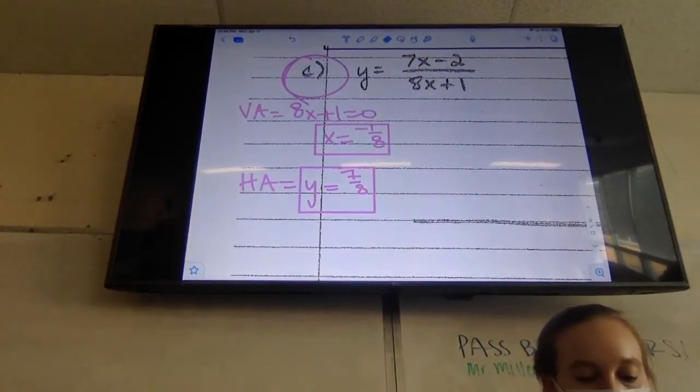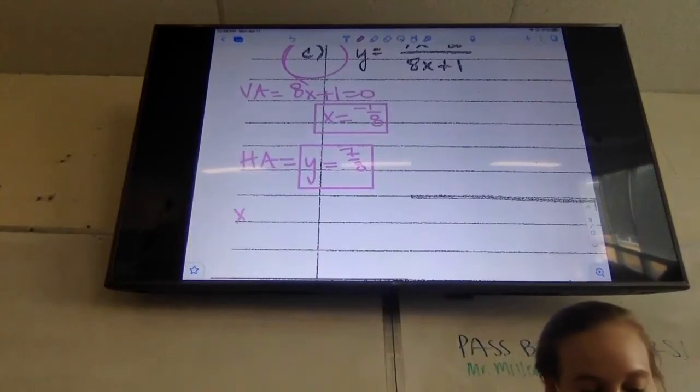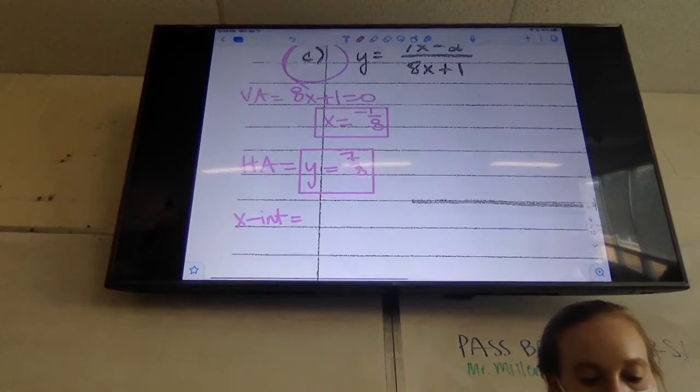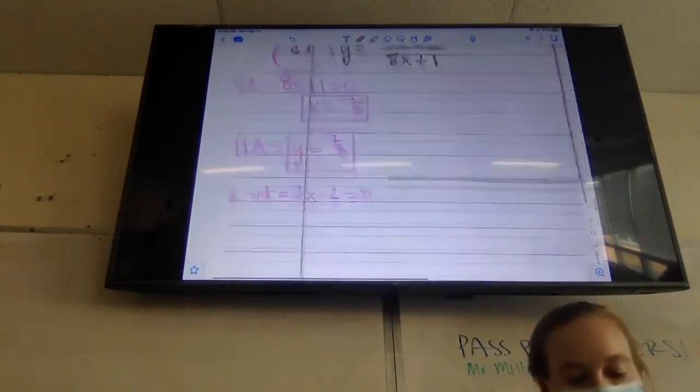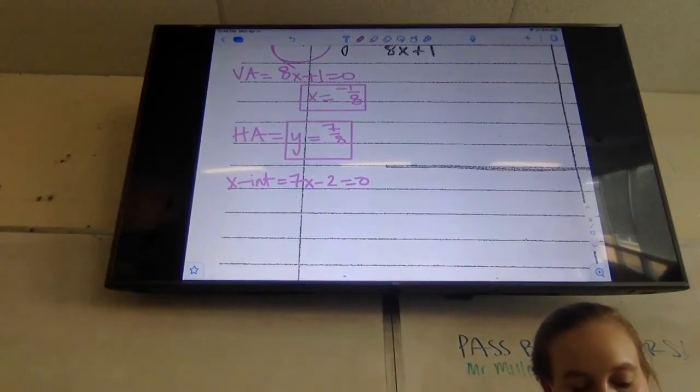Okay. Now let's do our x-intercept. X-intercept is which thing set equal to 0? Numerator. 7x minus 2 equals 0. Add 2 to both sides, divide by 7, x equals 2/7, good.